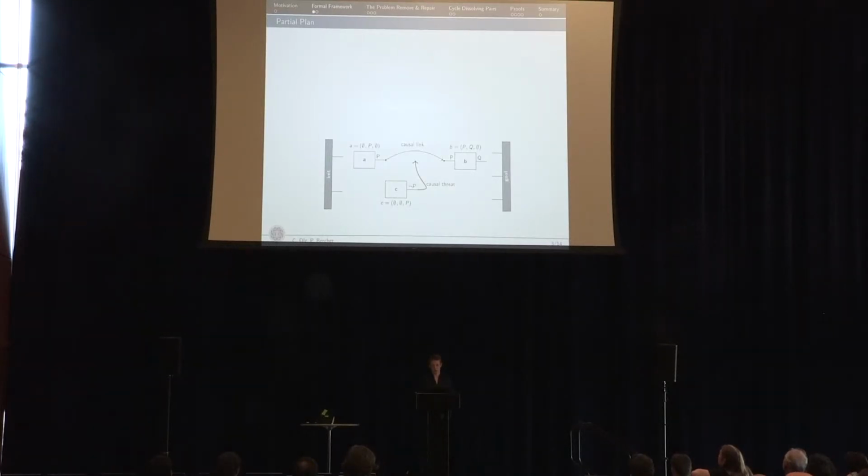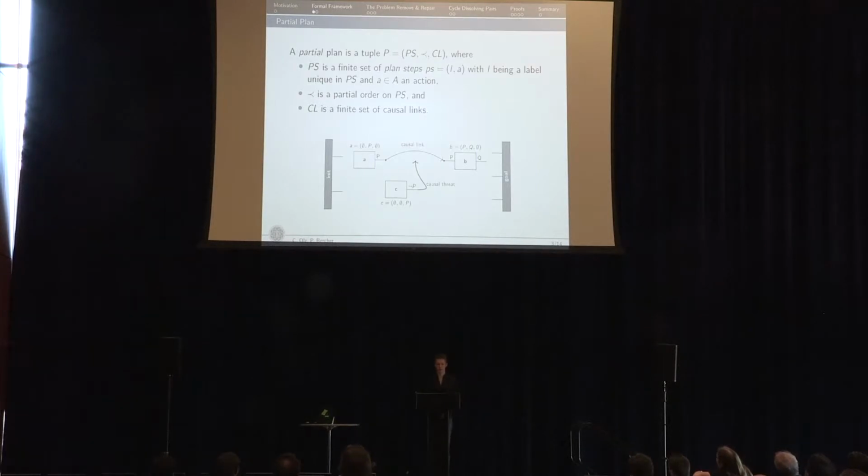So in this example, the precondition of the so-called consumer B is supported by the plan step A, and there might be a causal threat if there's a third action which can delete this precondition and can be ordered between those two. So in this case, C is neither ordered before A nor B. And then a partial plan is just a tuple which consists of so-called plan steps. They are actually just actions together with a label. And there's a partial order on these plan steps and a set of causal links.